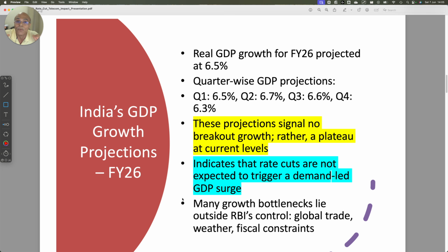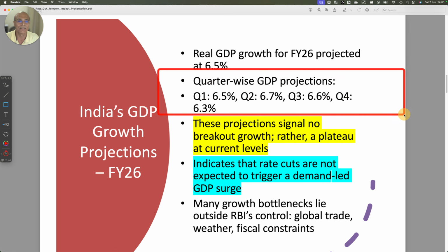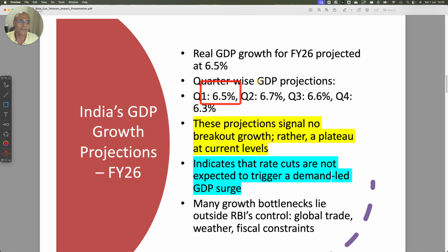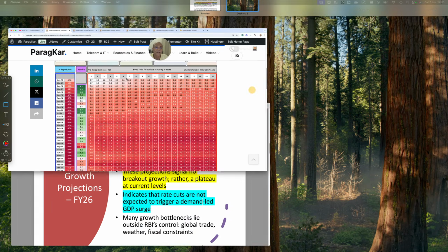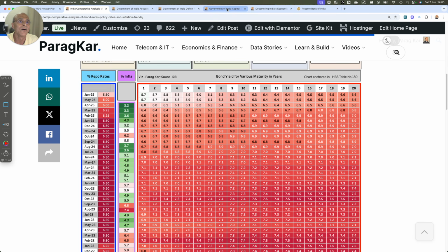But what I found in this report is the quarterly GDP projections, which is 6.5, 6.7, 6.6, and 6.3. So it is roundabout 6.5%, which is not a significant level compared to what we saw in the earlier financial year.